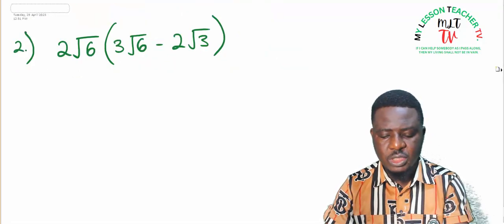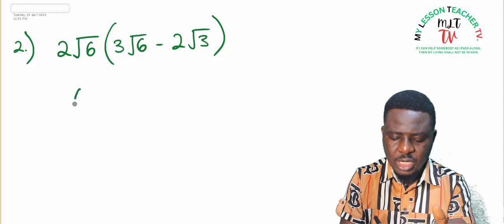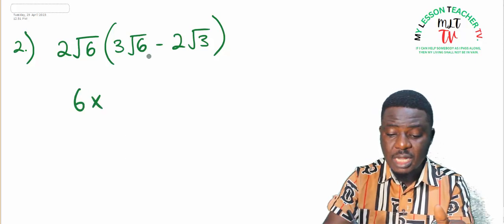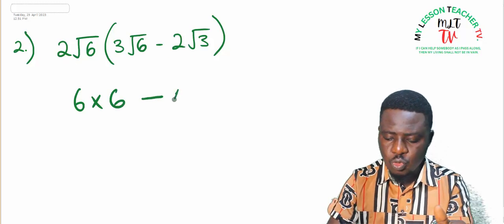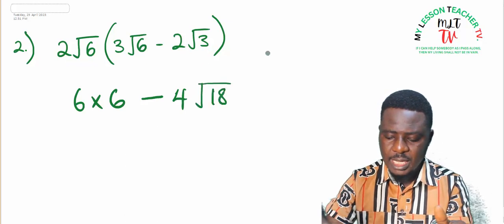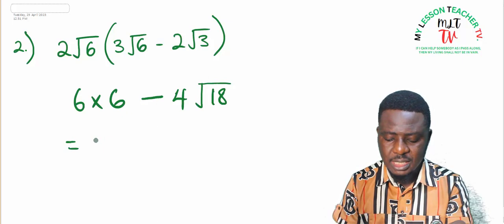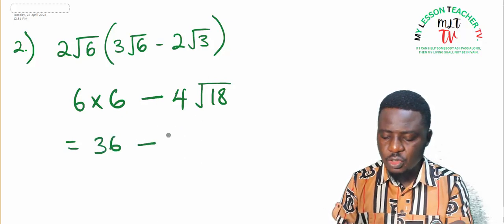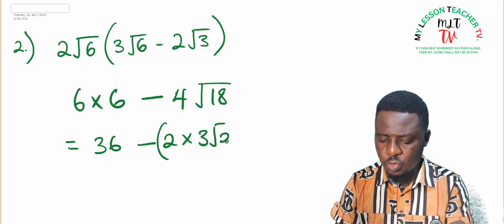2, we have 2 root 6 into 3 root 2 minus 2 root 3. This is going to be equal to 2 times 3 is 6. 6 times root 6 is 6, minus 2 times 2 is 4. Root 6 times root 3 gives us root 18. We can simplify further to be equal to 6 times 6 is 36, minus 2 times root 18, which can be said to be 3 root 2.